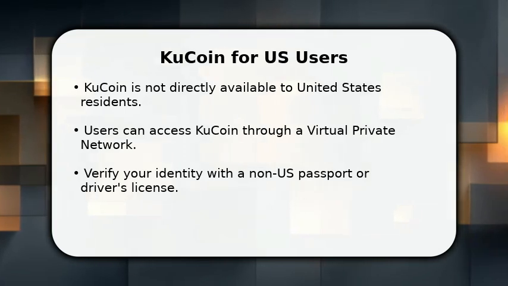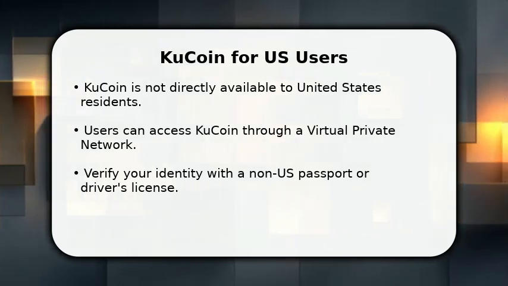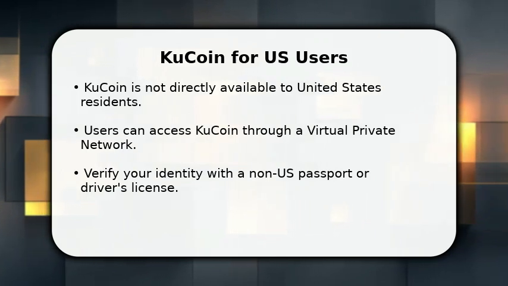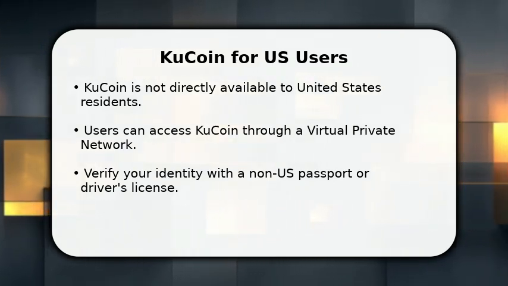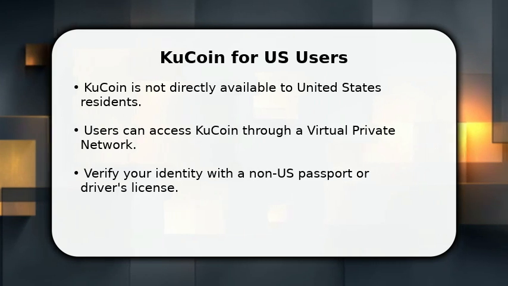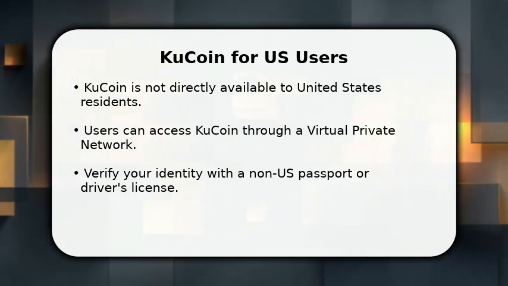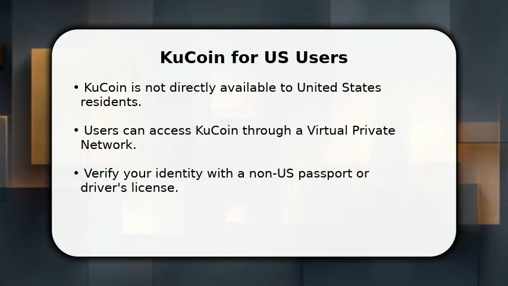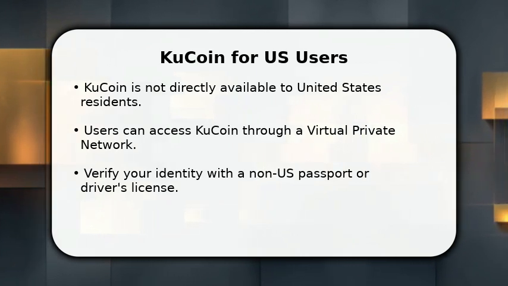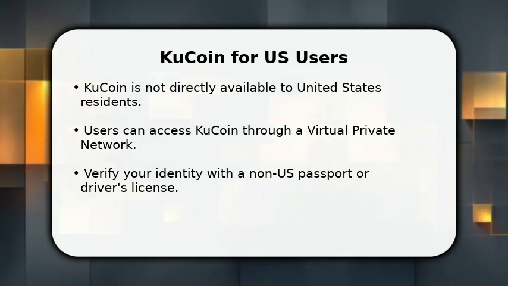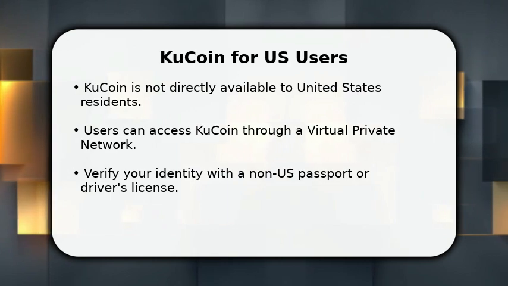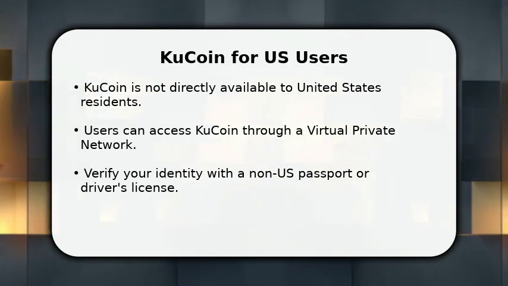In this video, I will explain how to use KuCoin in the United States. While KuCoin does not directly serve U.S. residents, you can access its platform using a virtual private network. First, set up your VPN to a non-U.S. location. Then, complete your identity verification using a non-U.S. identification document. Finally, fund your account by transferring cryptocurrencies from another exchange where you can legally purchase them. This initial setup is crucial for accessing KuCoin's diverse offerings.